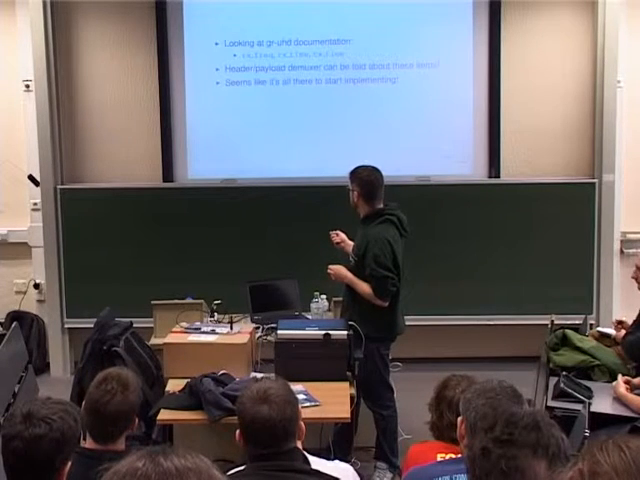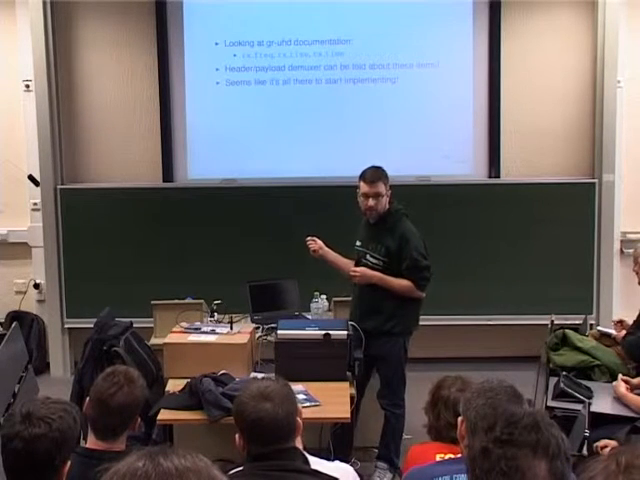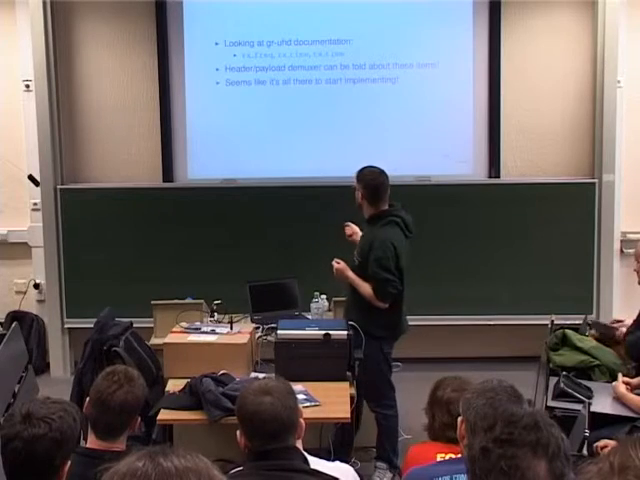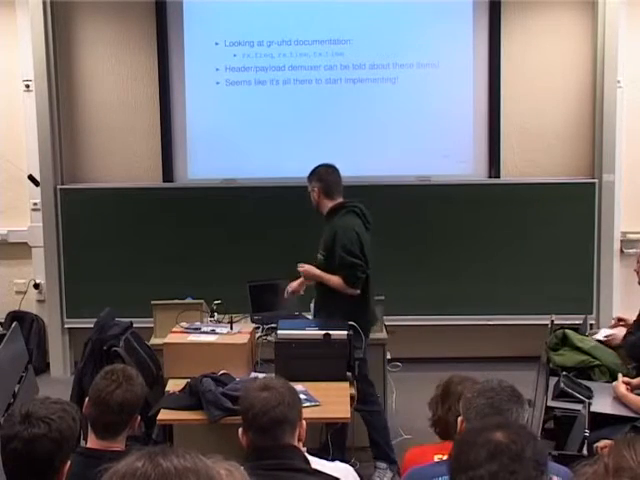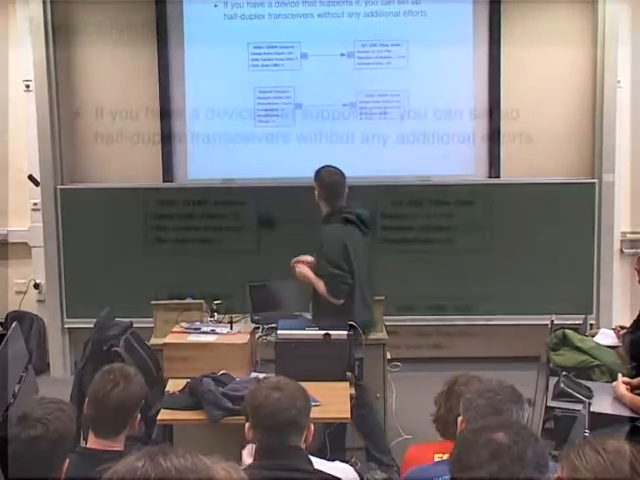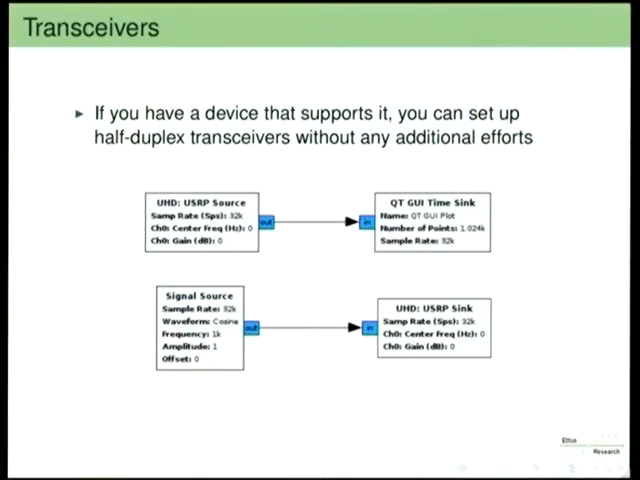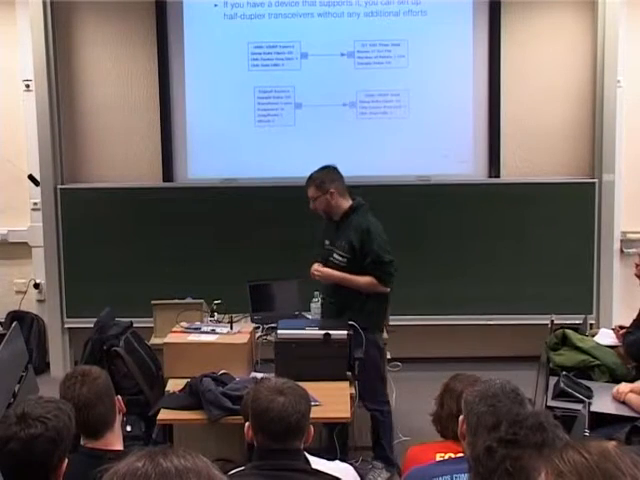The header payload demultiplexer can also understand these tags and any other tags. So it seems it's actually not that hard to go ahead and start playing around. First of all, transceivers, is that a problem? Not at all. This would be a valid GNU Radio flow graph. We have a source and a sink. They may even be the same device. We can do half duplex with the same antenna. This is what happens here.